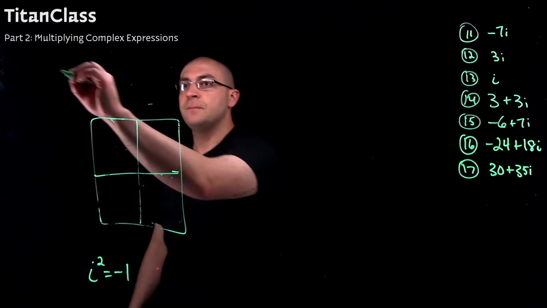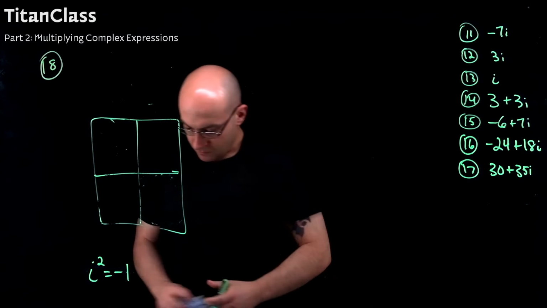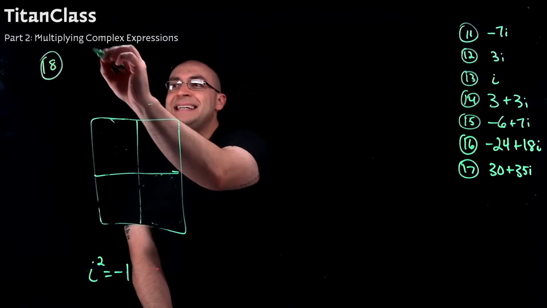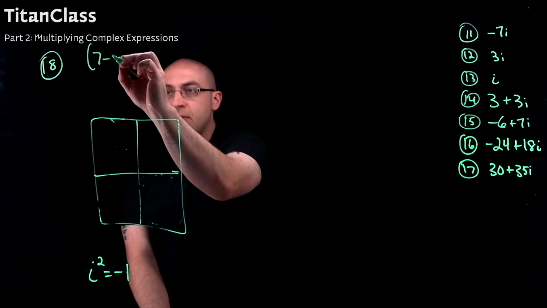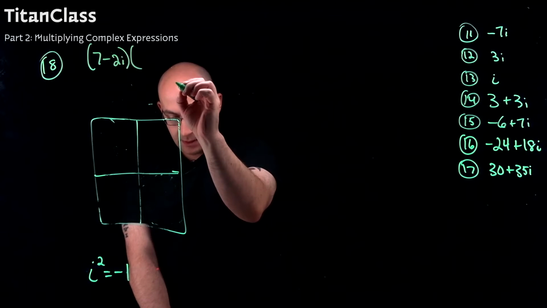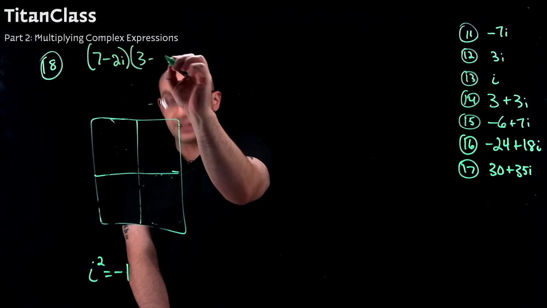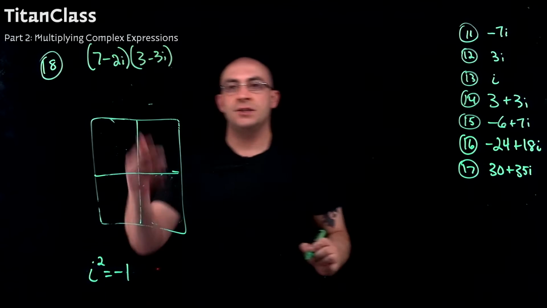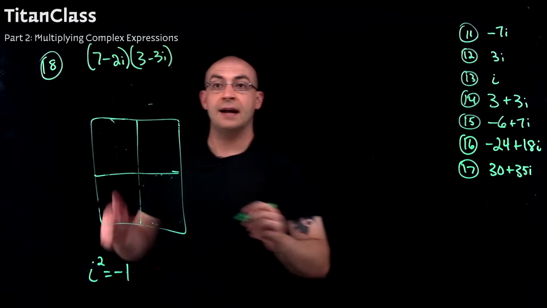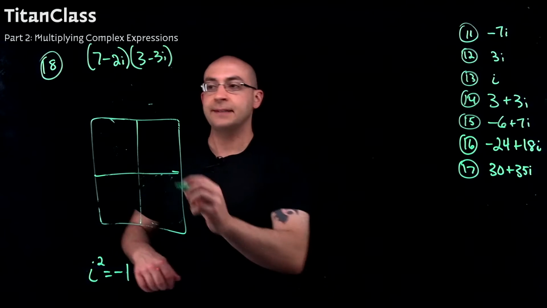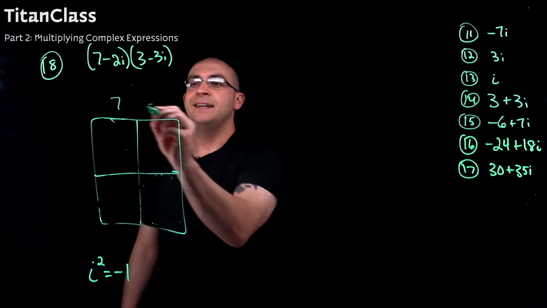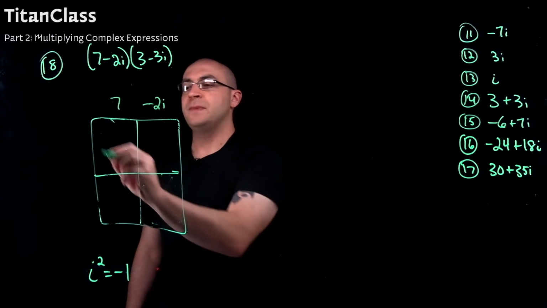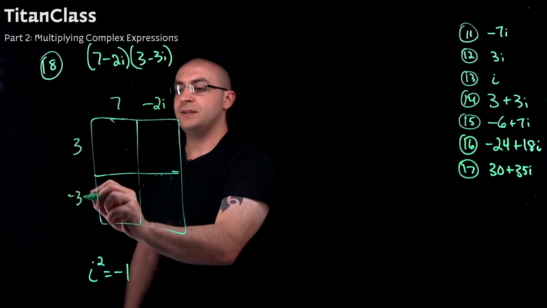Okay, number 18. 18 will require the area model. So 7 minus 2i times 3 minus 3i. All right, so again, let's use our boxes here that are actually really ugly looking, right? Because they're not perfect. 7 minus 2i and 3 minus 3i.